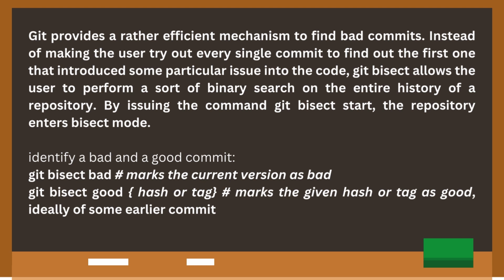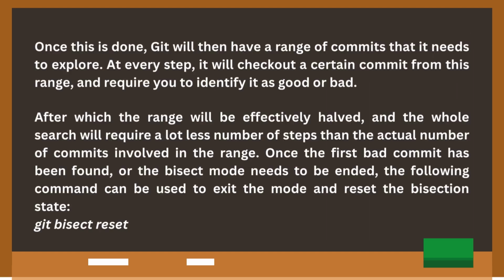Identify a bad and a good commit. git bisect bad hash marks the current version as bad. git bisect good hash or tag marks the given hash or tag as good, ideally of some earlier commit. Once this is done, Git will then have a range of commits that it needs to explore. At every step, it will check out a certain commit from this range, and require you to identify it as good or bad. After which the range will be effectively halved, and the whole search will require a lot less number of steps than the actual number of commits involved in the range.